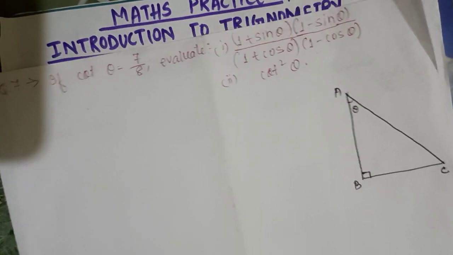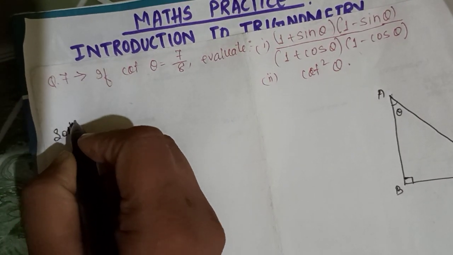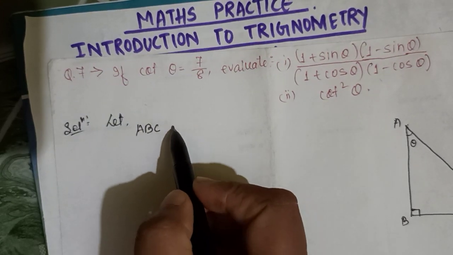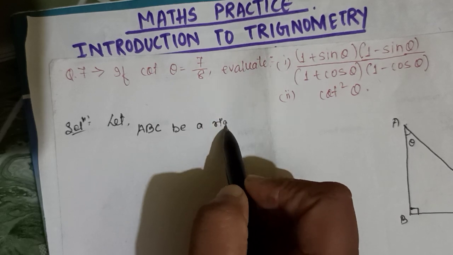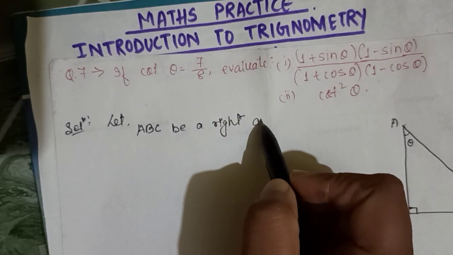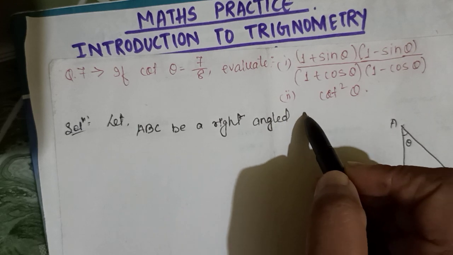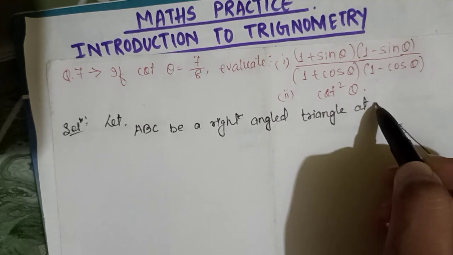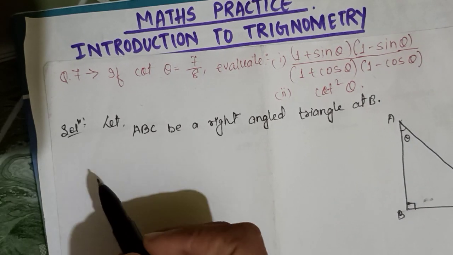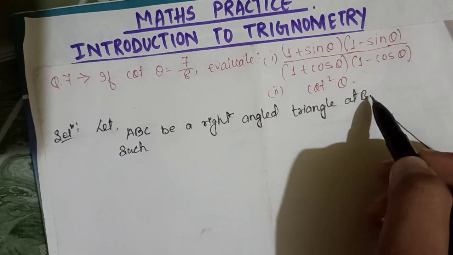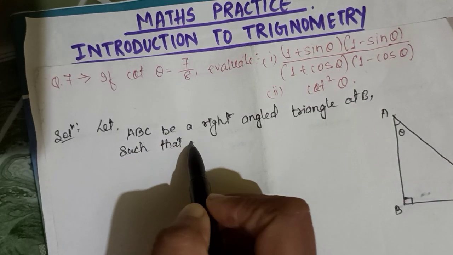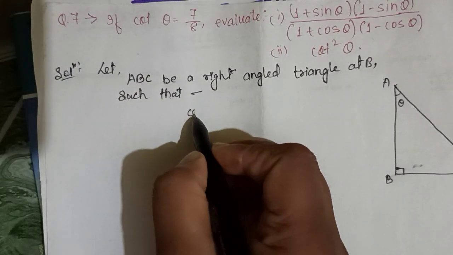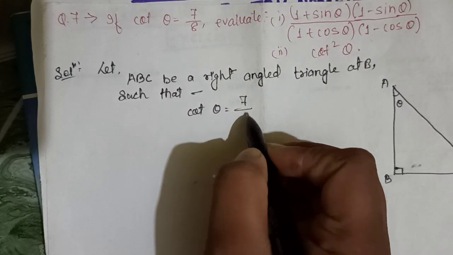Now we have to write the given part. Let ABC be a right angled triangle, right angle is at where? At B, full stop. Such that, cot theta equals 7 by 8.